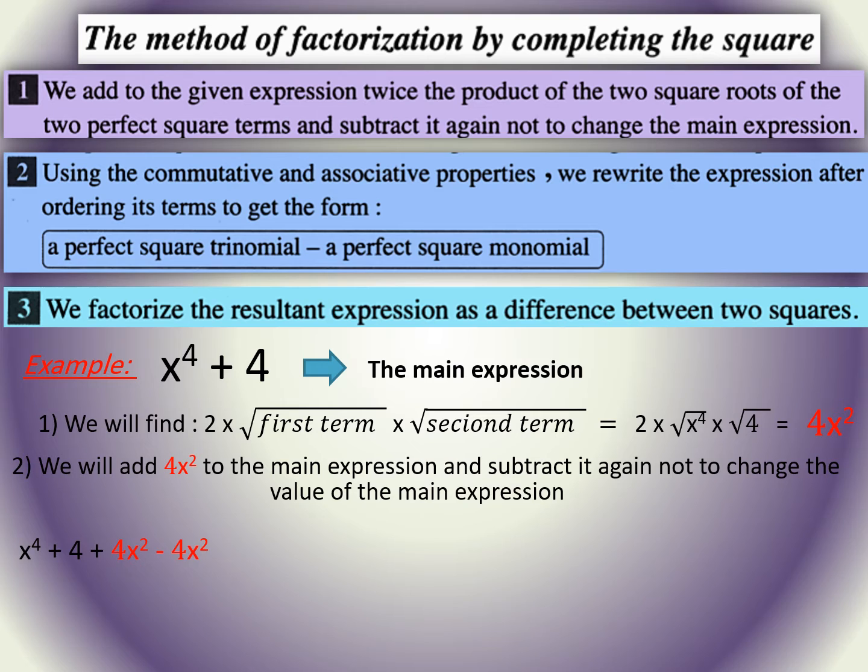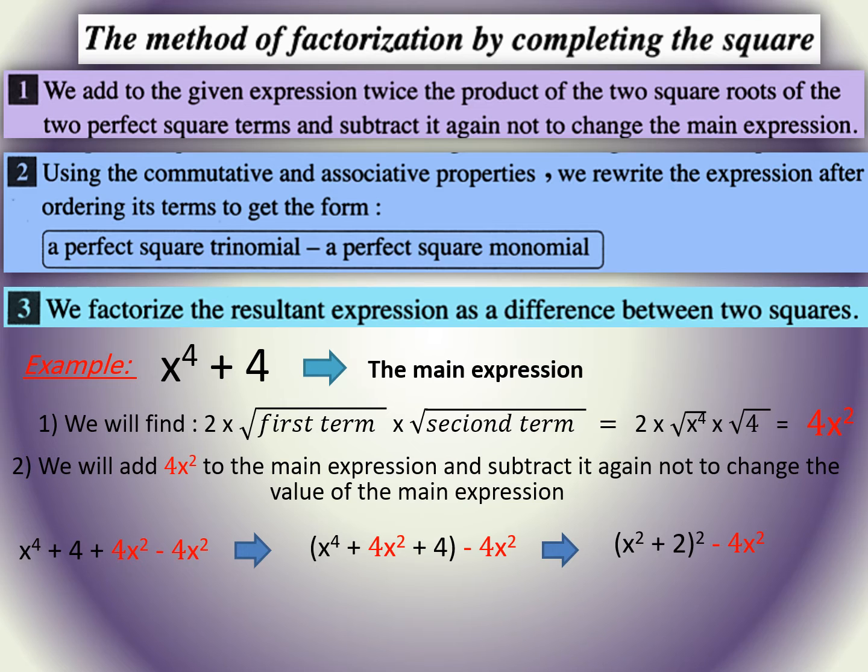Let's see. Equals x power 4 plus 4 plus 4x power 2 minus 4x power 2. By using commutative and associative, we will take x power 4 plus 4x power 2 plus 4 in a bracket like this. Then we will put it in the standard form like this: x power 2 plus 2 all power 2 minus 4x power 2.